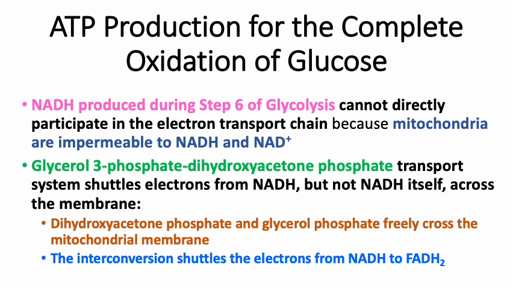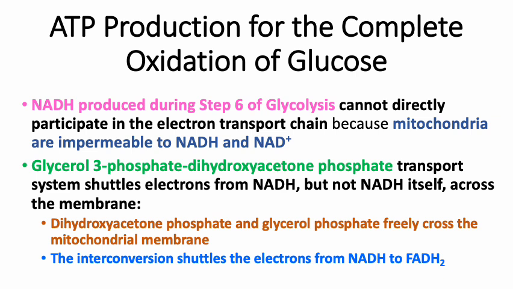Now, let us summarize the ATP production for the complete oxidation of glucose. The new piece of information involves the NADH produced during step 6 of glycolysis. This NADH, produced primarily in the cytosol, cannot directly participate in the electron transport chain, because mitochondria are impermeable to NADH. Only small molecules are allowed to enter the outer membrane of your mitochondria.